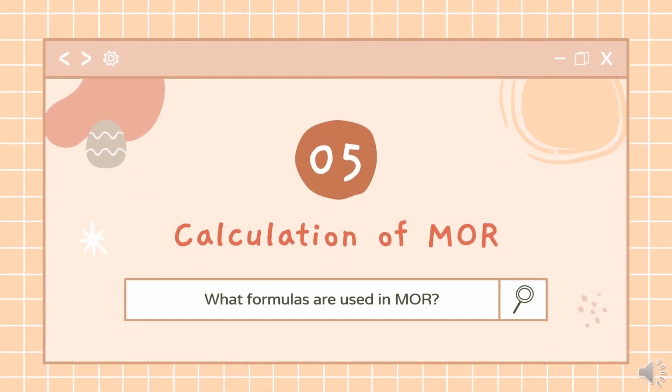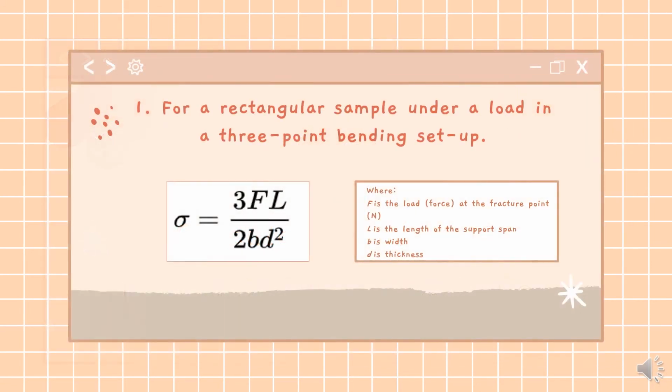And now, let's proceed to the calculation of modulus of rupture. The formula for modulus of rupture differs for different types of loading system. The first equation is for a rectangular sample under a load in a 3-point bending setup, in which sigma equals 3FL over 2BD squared, where F is the load or the force at the fracture point, L is the length of the support span, B is the width, and D is the thickness.